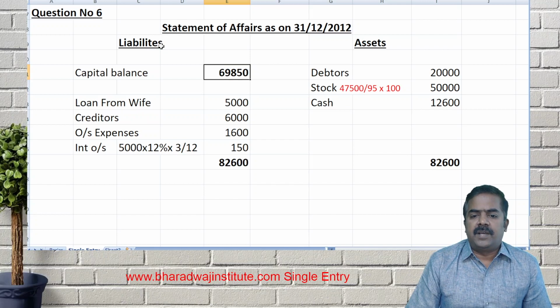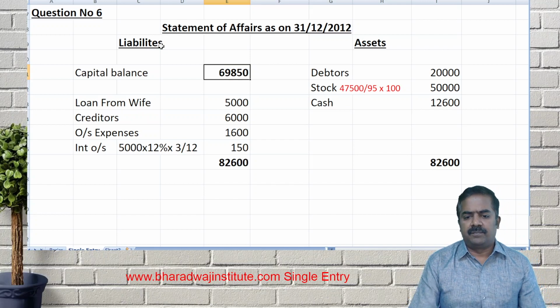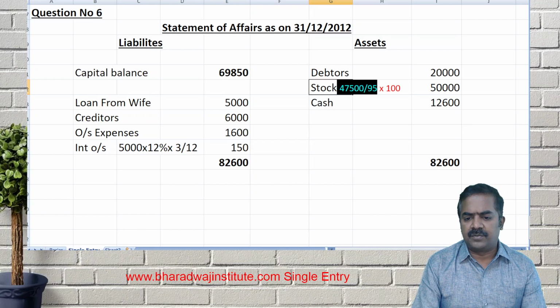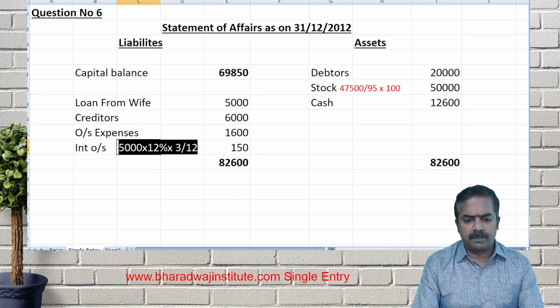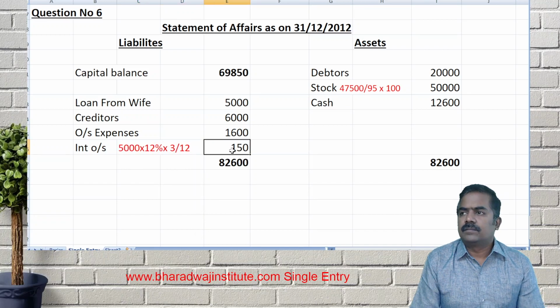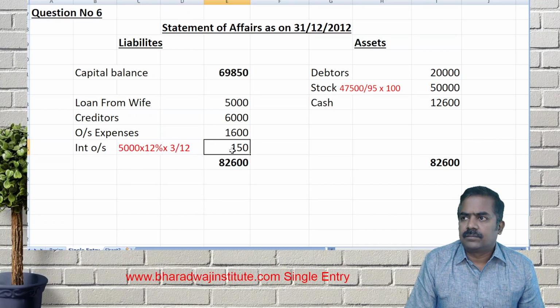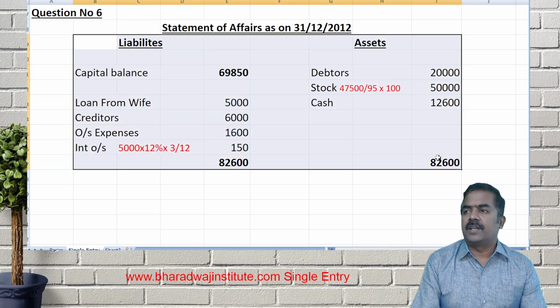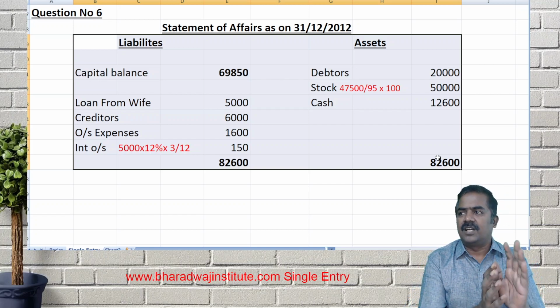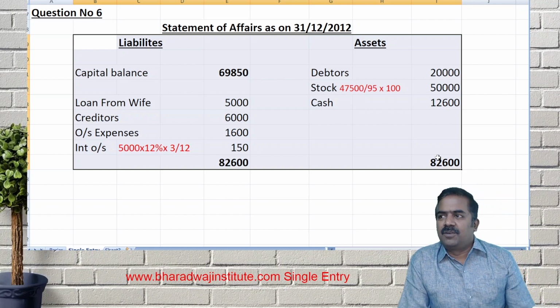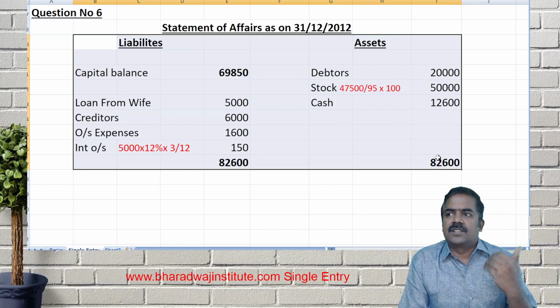This is the capital balance at the beginning of the period, that is on 31-12-2012. Stock, understood: 47,500, if it is 95, now what is 100? Interest accrued from September end to December end, 3 months. Sir, because we are working out based on the normal P&L account method, we are working out based on what? Balance sheet method. Okay. So the balance sheet as on 31-12-2012 reflects the position then; subsequent interest payments and subsequent asset purchases do not come in.